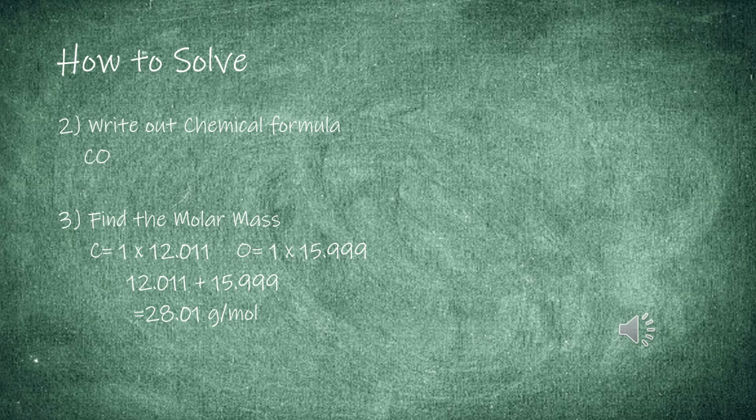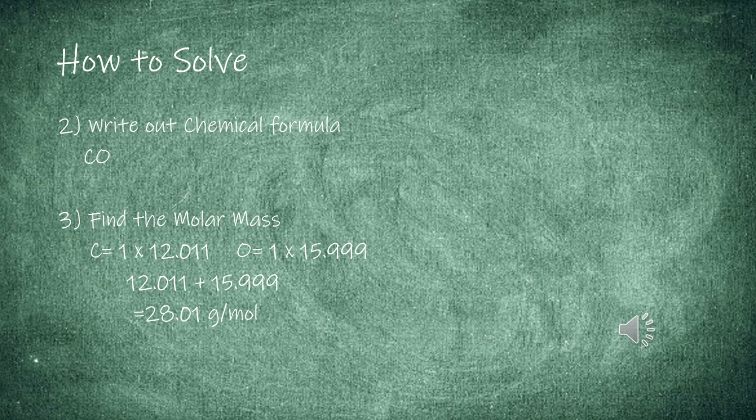Out of all 6 steps, I say that steps 1 and 2 are the easiest because they're essentially just setting up the equation. So step 2 is to write out the chemical formula. If we refer back to the question, we were given the compound of carbon monoxide, and that's really easy because the chemical formula is just a C and an O, and that's pretty much it for step 2.